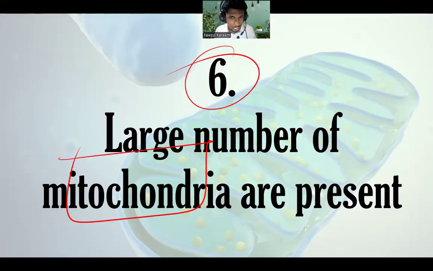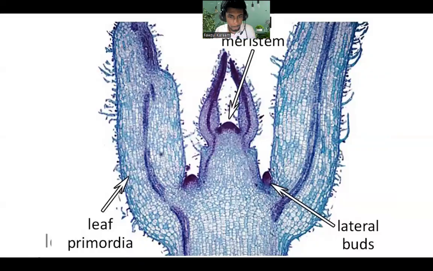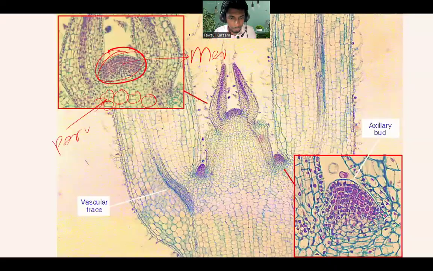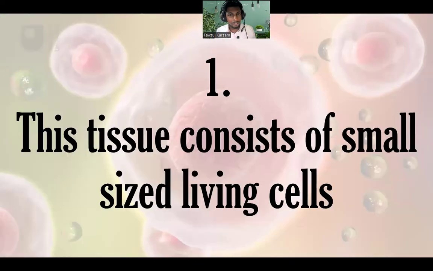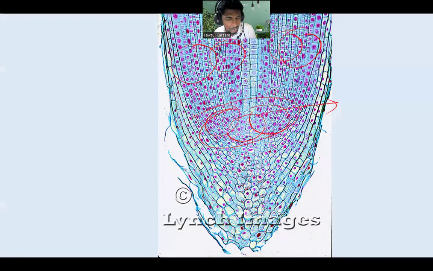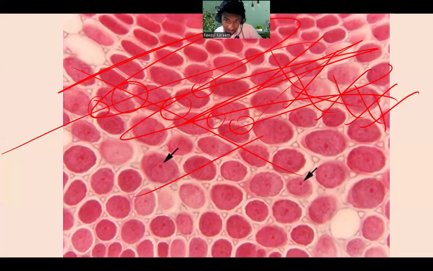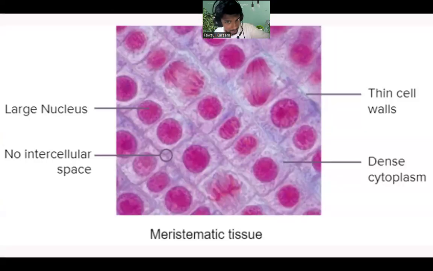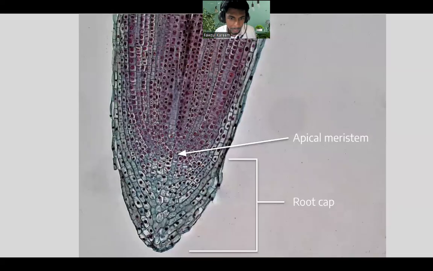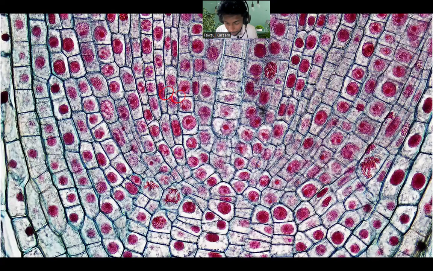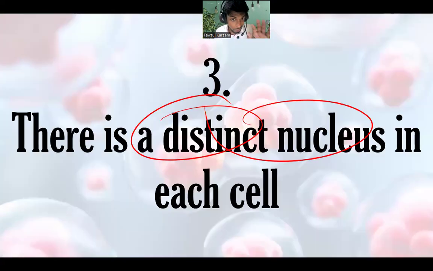So we'll do a quick revision about the meristematic tissues. First one, they have small size cells. Other permanent tissues have large size cells, but meristematic tissue has small size cells. Feature number 2, they don't have intercellular spaces. The cells are very tightly packed. And feature number 3, they have a clear, distinct, very big nucleus at the center.